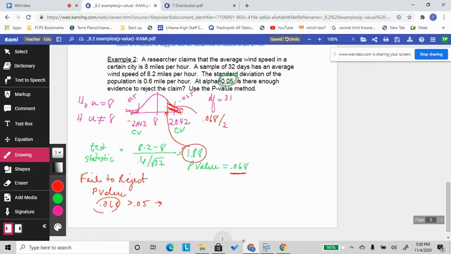All right, so two ways to do it. If your critical value lands in shaded, you reject. This lands in white, so we don't. And if the p-value is lower than the alpha, you reject. It is not, so we don't reject.